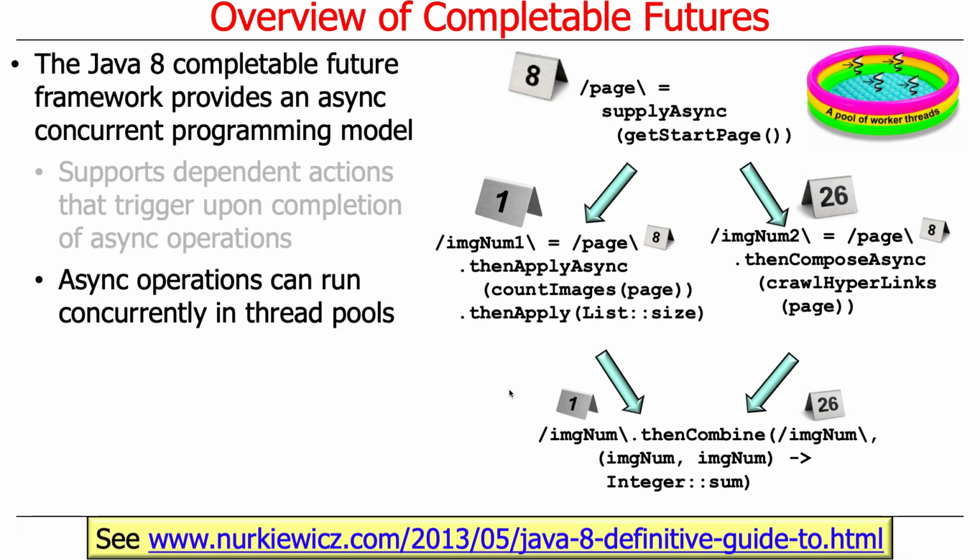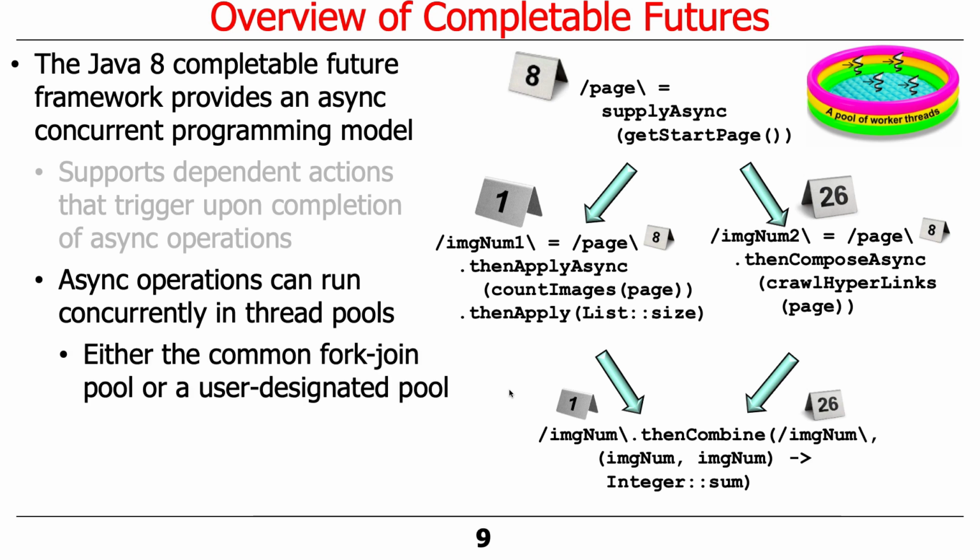A couple things to note here. You can dictate what thread pool these computations run in. And by default, it uses the common fork-join pool if you don't specify something to the contrary. Or you can designate the type of thread pool, which could be one of the built-in thread pools. You could use a fixed thread pool. You can use a cached thread pool. Or you can also make your own thread pool if you so desire.